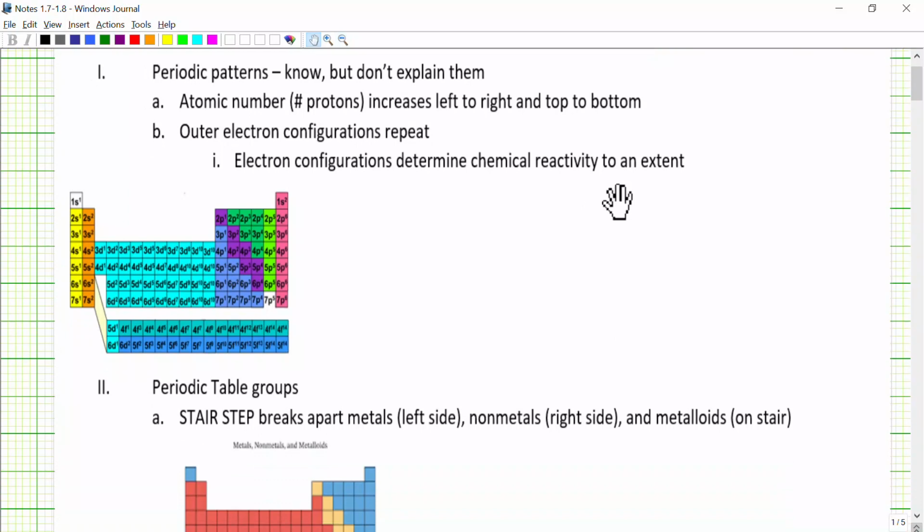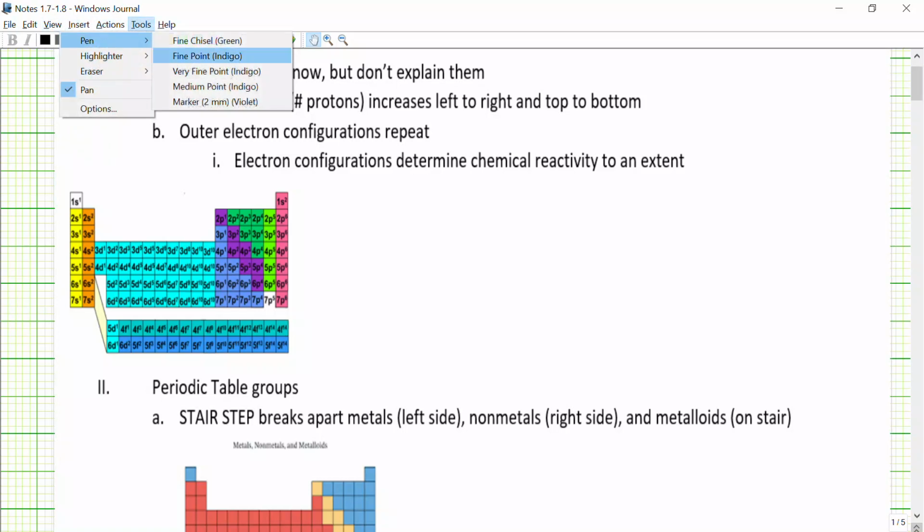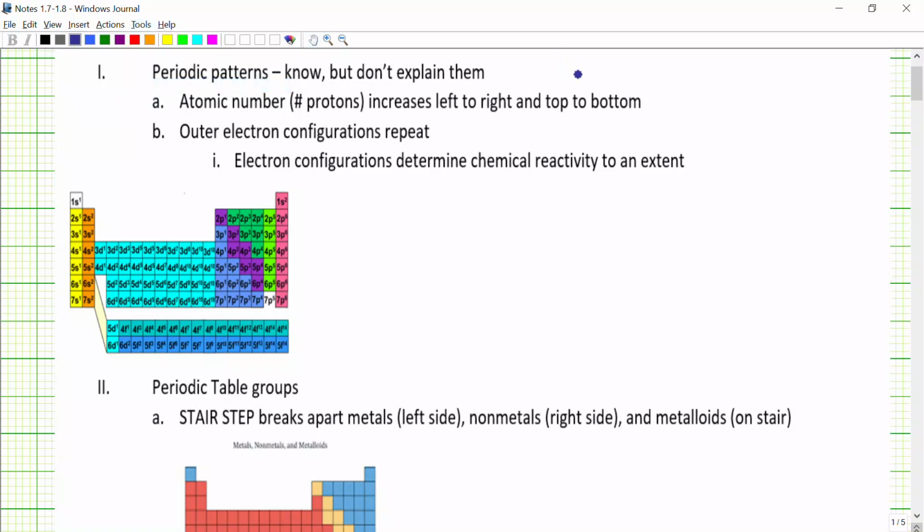So why do we care about this? Reactivity matters. Let me do this again. Remember, single electrons form bonds.